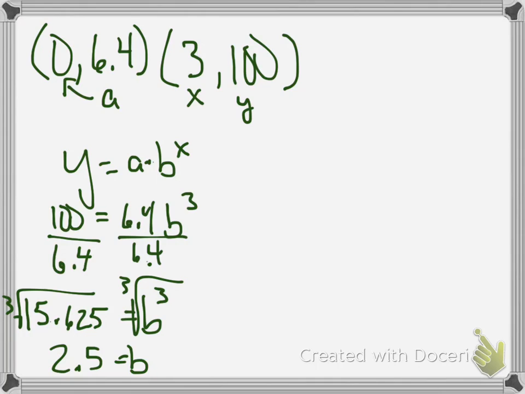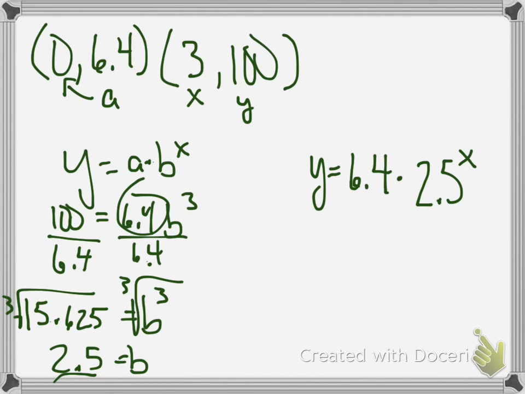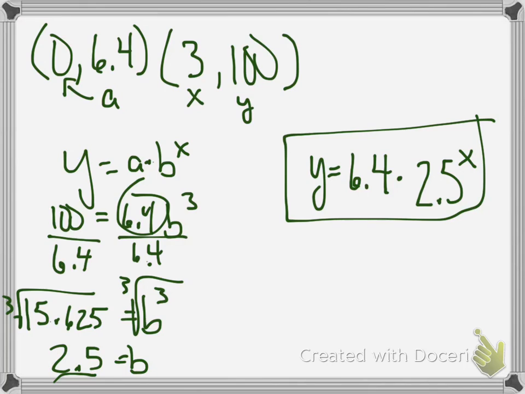Now, if I need to show that on the calculator, I will show that some more tomorrow. But you can see how that works. And it's fairly simple. Now, I need to take this 2.5 and the original 6.4 and put them back into the equation, and that's going to be the final equation that I want. y is equal to 6.4 times 2.5 raised to the x power. And that would be my general exponential function.